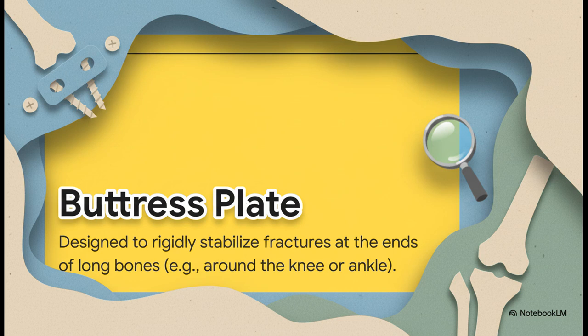And finally, the buttress plate. This one functions like a retaining wall. Its purpose is to support a section of bone and, quite literally, stop it from collapsing. This is absolutely essential for fractures near joints, in the metaphysis or epiphysis, like in a tibial plateau fracture. It provides a rigid shelf that resists axial loads and prevents that crucial articular surface from caving in.